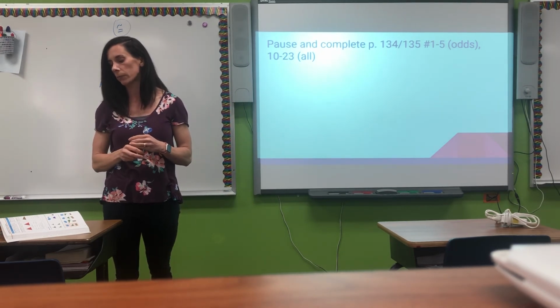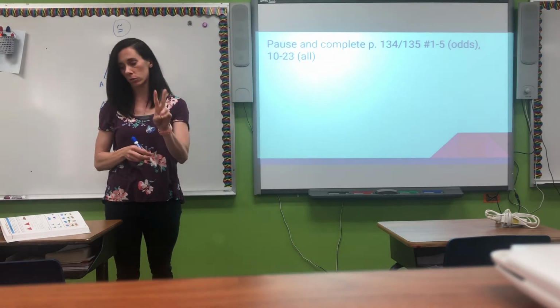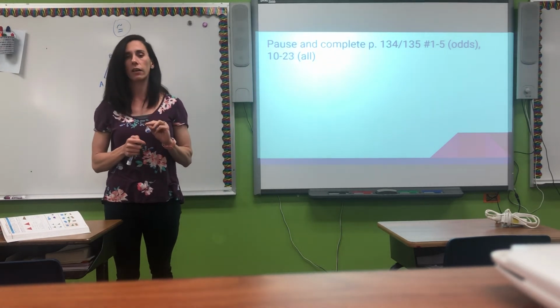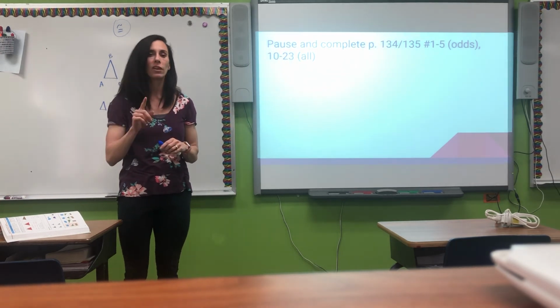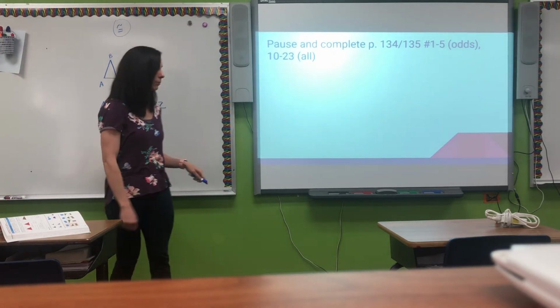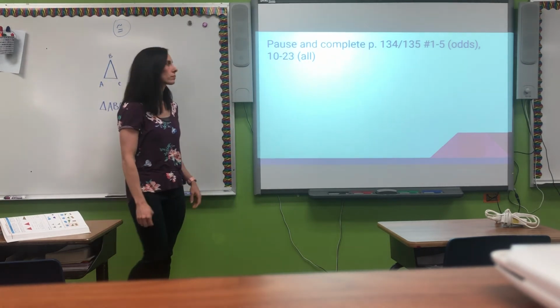All right, and then on 10 through 23, you just need to complete the sentences to make them true on the first part. On the second part, there's 2 directions. You need to tell if they are congruent or similar, and you need to put the ratio. So pause this and come on back. We will grade it.